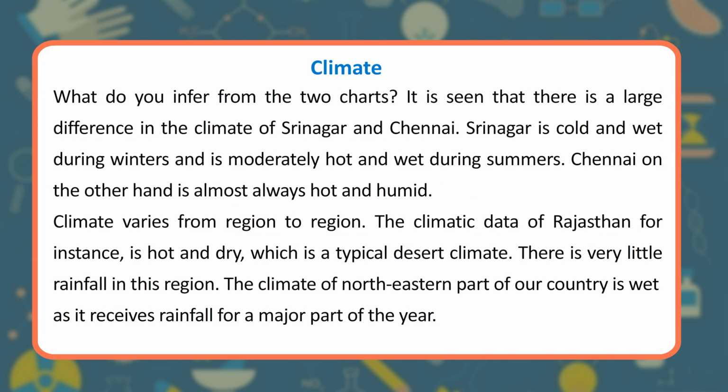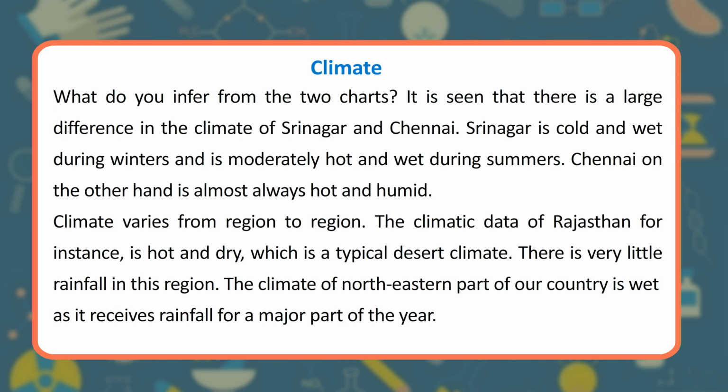What do you infer from the two charts? It is seen that there is a large difference in the climate of Srinagar and Chennai. Srinagar is cold and wet during winters and is moderately hot and wet during summers. Chennai, on the other hand, is almost always hot and humid. Climate varies from region to region.